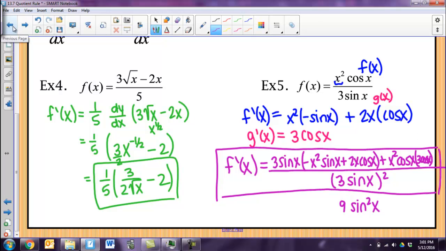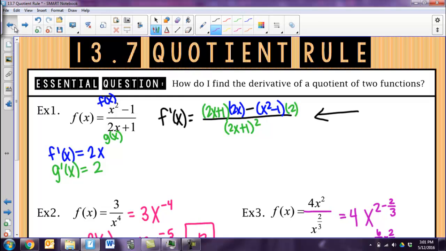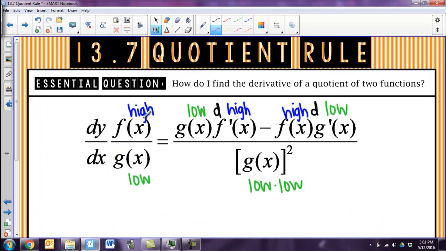So, moral of the story here: if you're trying to take the derivative of some quotient, something being divided by another function, you're going to have low d high minus high d low, all over low low.